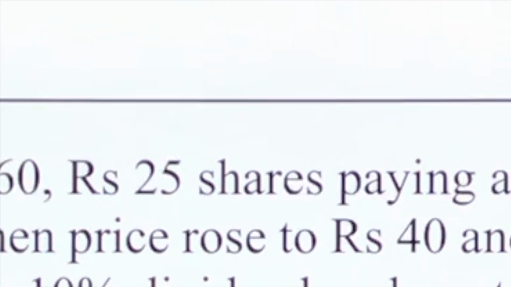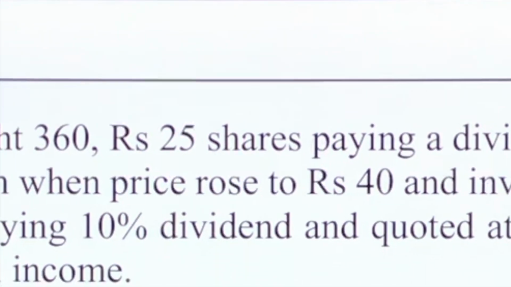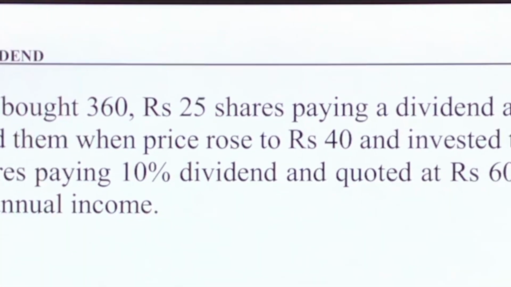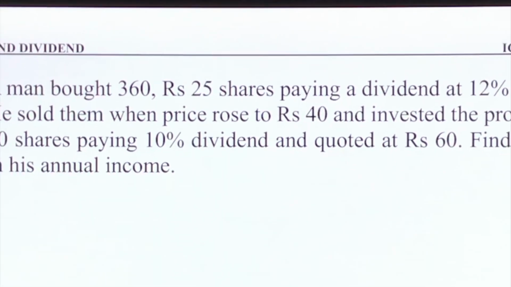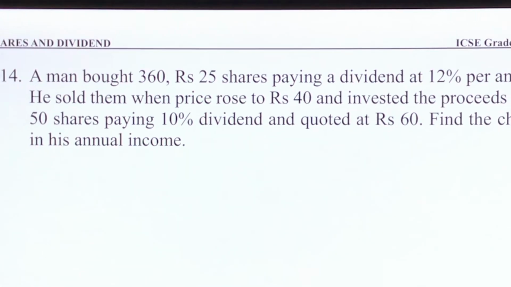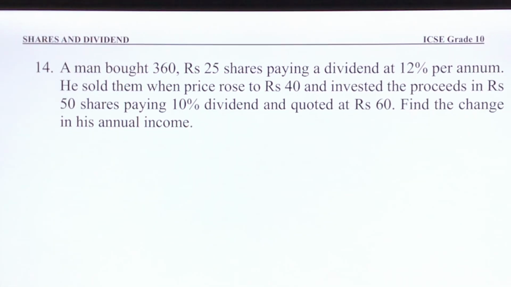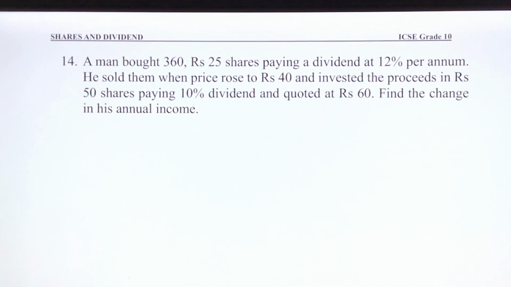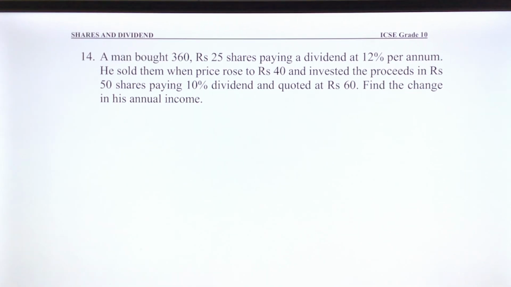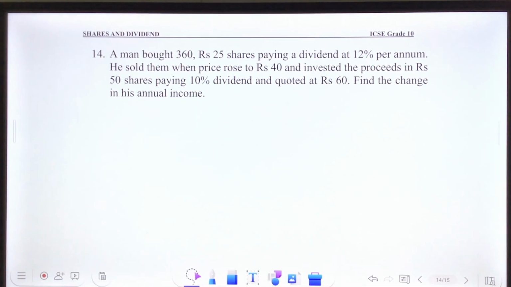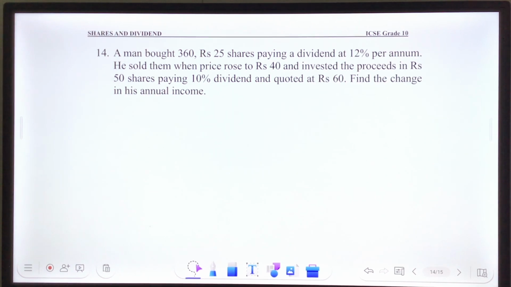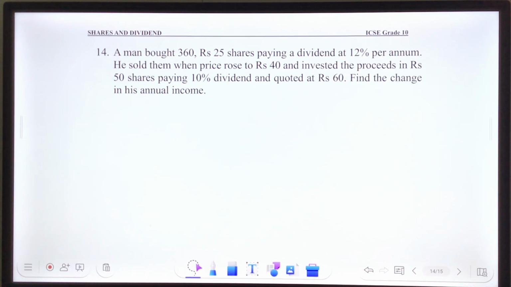The question is, a man bought 360 rupees 25 shares, paying a dividend of 12% per annum. He sold them when price rose to rupees 40 and invested the proceeds in rupees 50 shares, paying 10% dividend and quoted at rupees 60. Find the change in annual income.